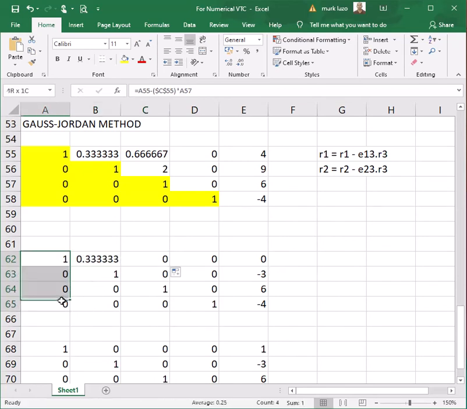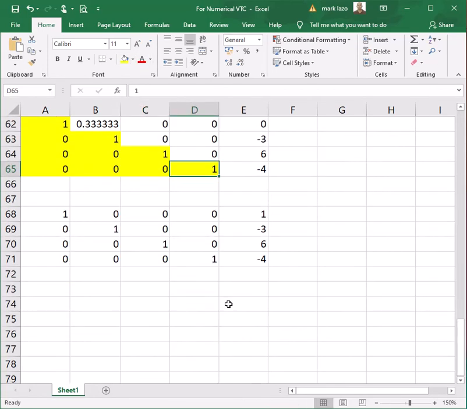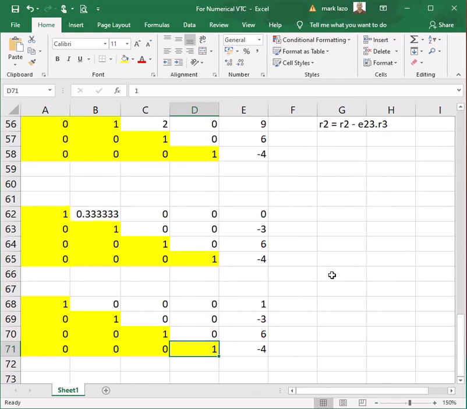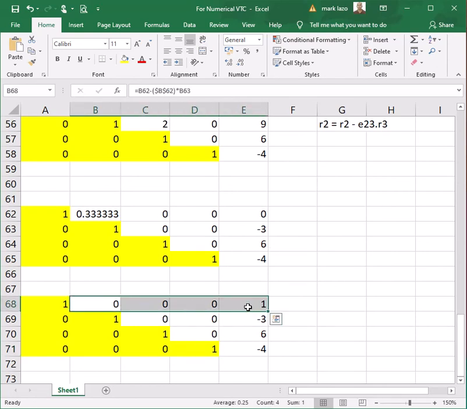So take note that the elements here, I did not touch these elements because these are already derived values in our Gaussian elimination method. So let me have it colored.